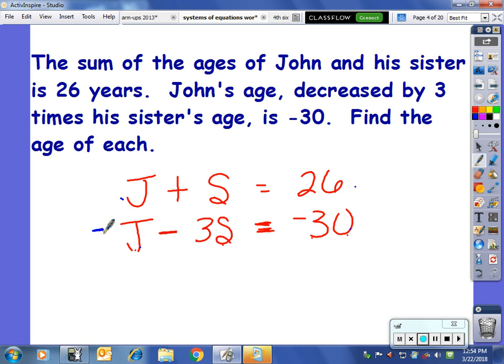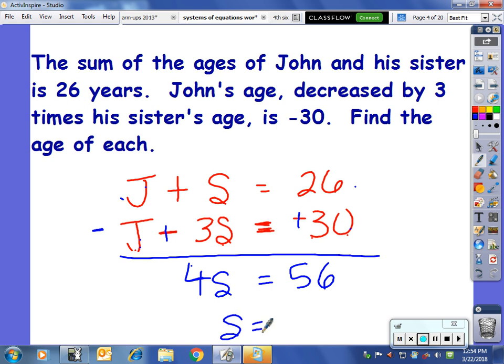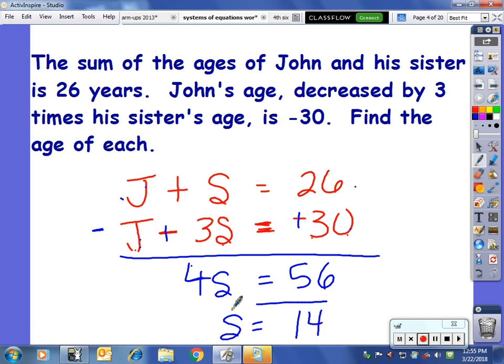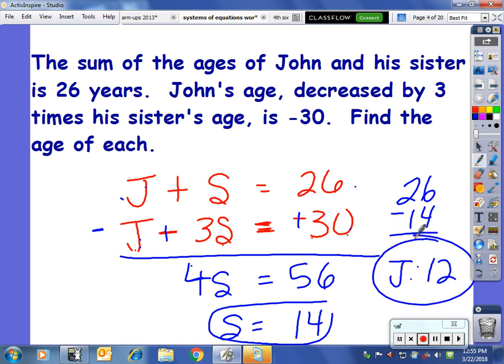So you're going to change the signs of all of this. Then the j's cancel and you get 4s equals 56. And 56 divided by 4 should be 14, right? So sister is still 14, and they still add up to 26, so now do 26 minus 14, and that means John is still going to be 12. You still get the same two answers.